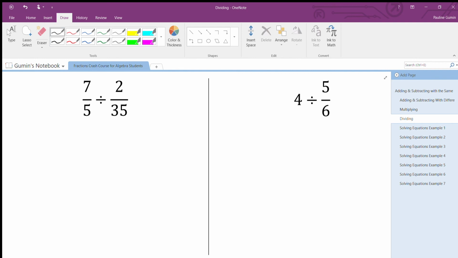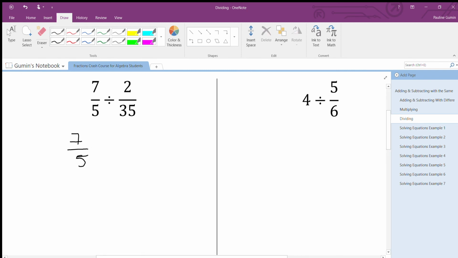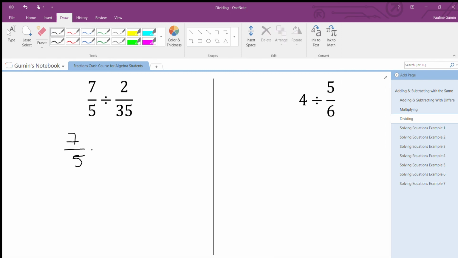Let's do it. This extra step is rewriting the first fraction, writing a multiplication symbol instead of a division, I give up. No, I don't. I don't give up. There we go. Alright, let's start that over. I rewrite the first fraction, I write multiplication instead of division, and then I turn the second fraction upside down.